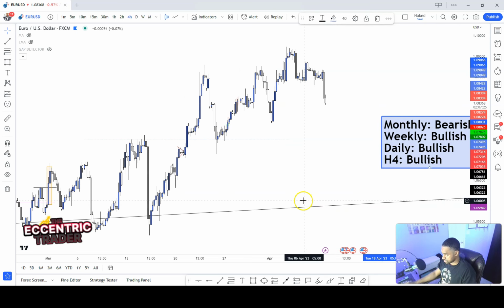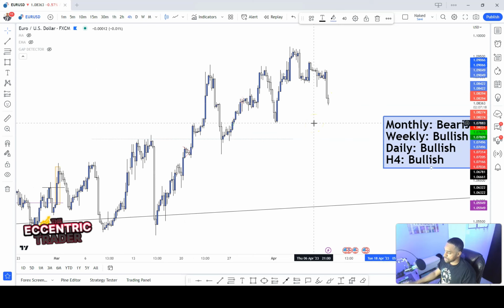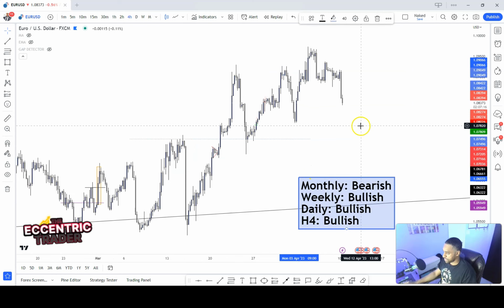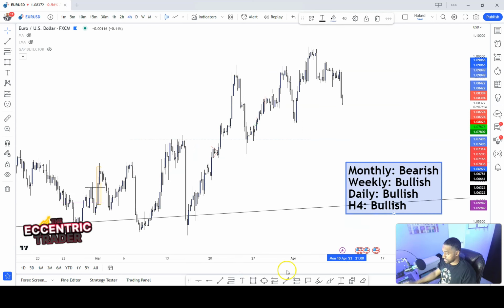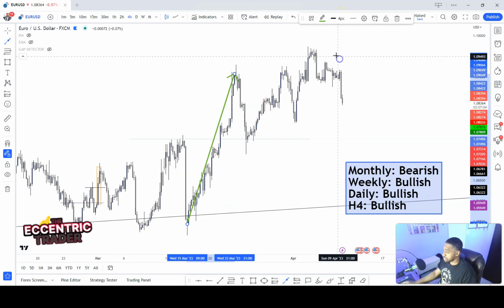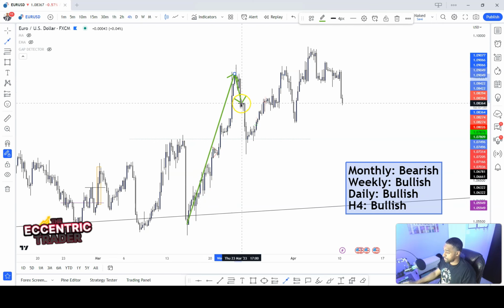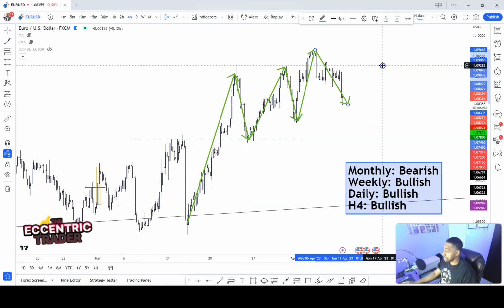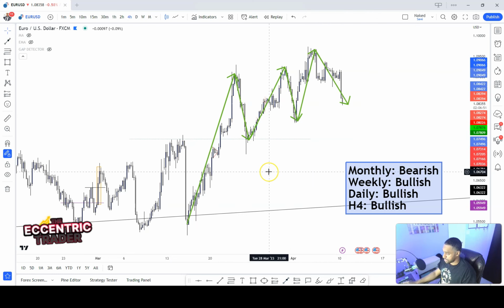H4. See, this is where I feel like the choppiness comes in, and you definitely don't want to lose yourself in structure, right? So for me, what I like to do is draw my arrows for major structure, right? So that's what that looks like to me. So in a sense, you can draw a trend line, right? Just based off that.